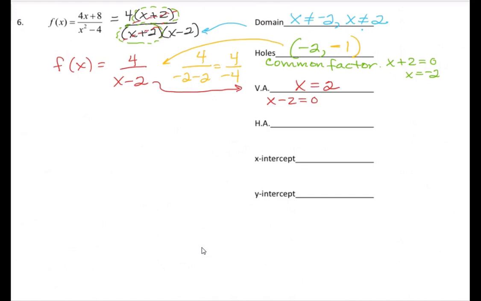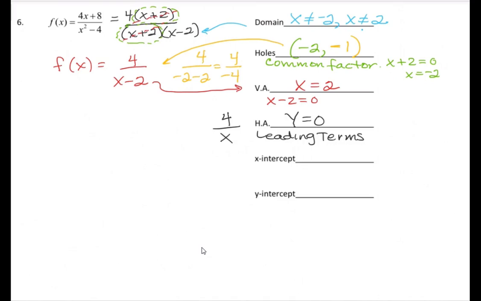And now I'm ready for the horizontal asymptote. For the horizontal asymptote, I want to compare my leading term on top to my leading term on the bottom. And my leading terms are going to be, for the numerator, 4, and for my denominator, x. So now I go back and think about those three cases. When I have more x's in the denominator than I do in the numerator, then the horizontal asymptote is located at y equal to 0.